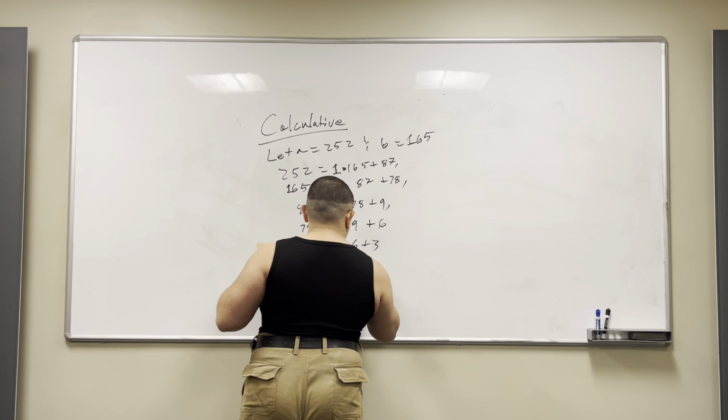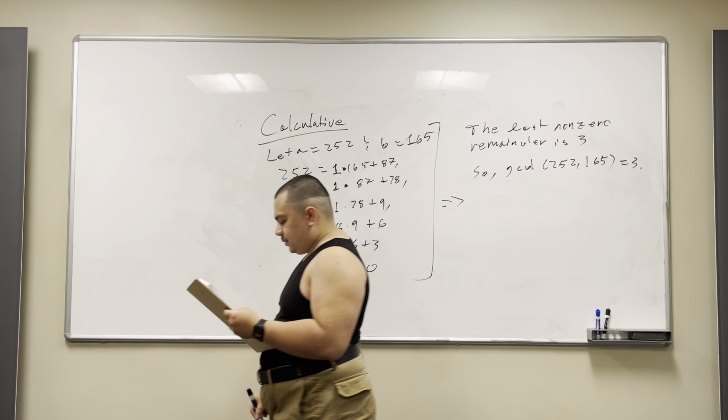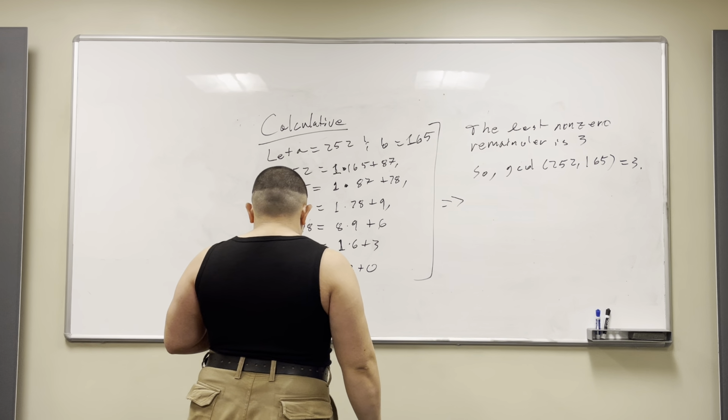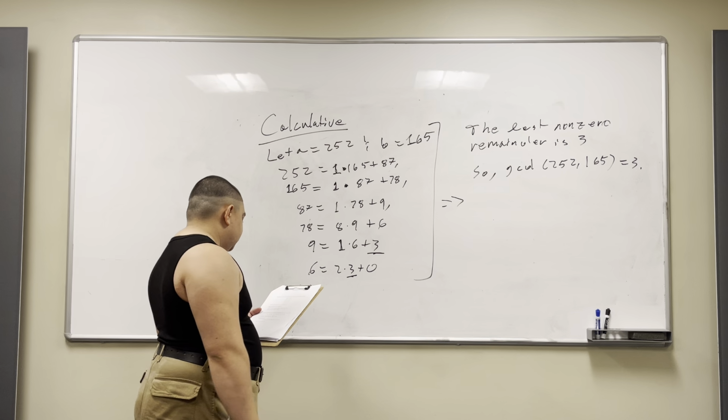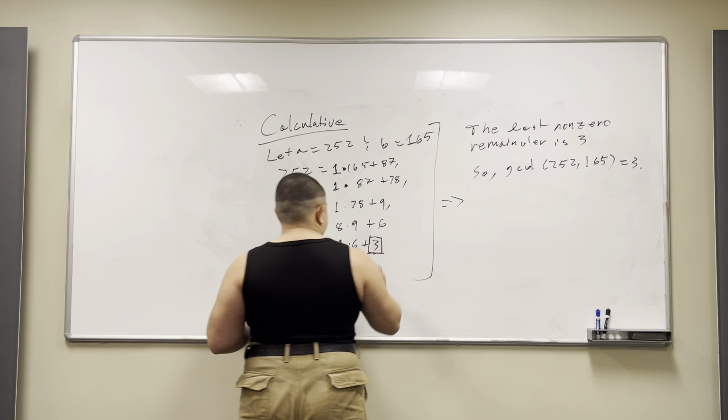The last non-zero remainder is 3. So the GCD of 252 and 165 is equal to 3. There is the last non-zero remainder.